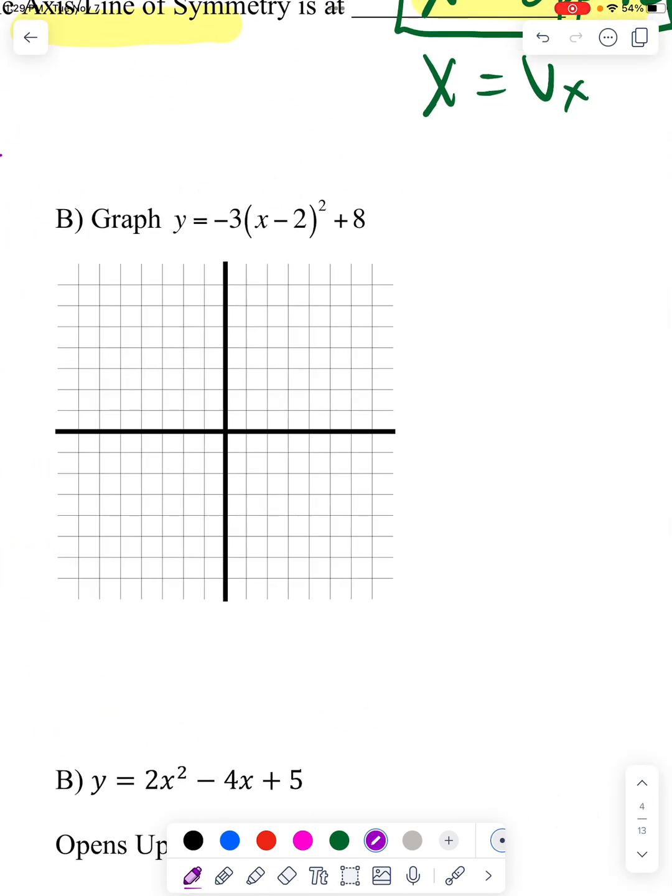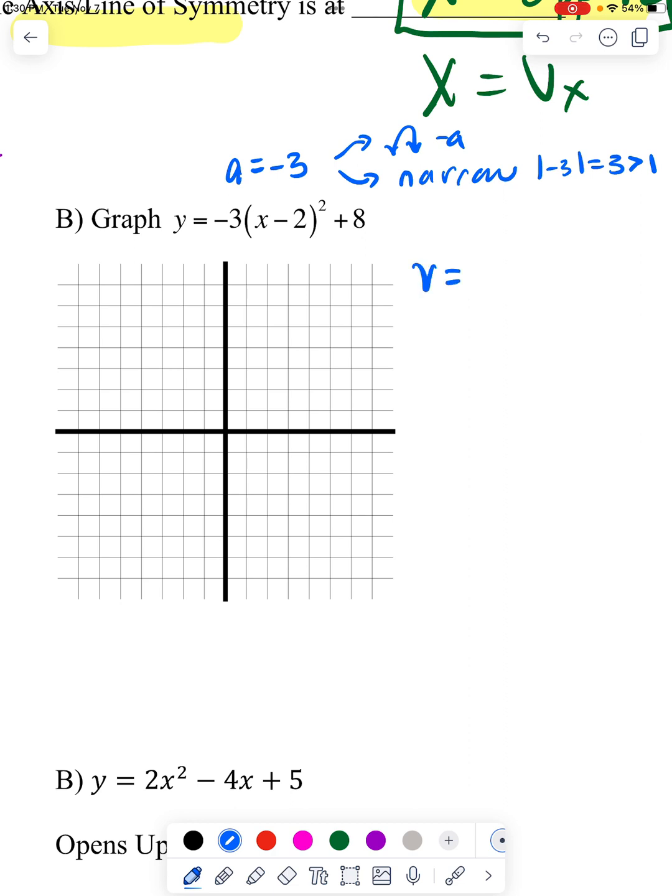Kind of think about what you know going into it. What I know going into it is that my A is negative 3. So because it's negative, I know it's going to open down because I have a negative A. I also know that this one's going to be more narrow because the actual value of my A is 3, which is greater than 1, so it's going to go up faster than normal.